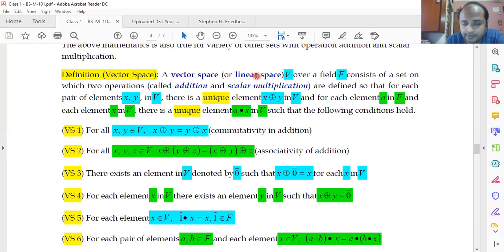No, it is not. It is called linear space because when you learn vector space, you will see that we will be dealing mainly with linear equations. Suppose I give you an equation which represents a curve, y equal to x squared.